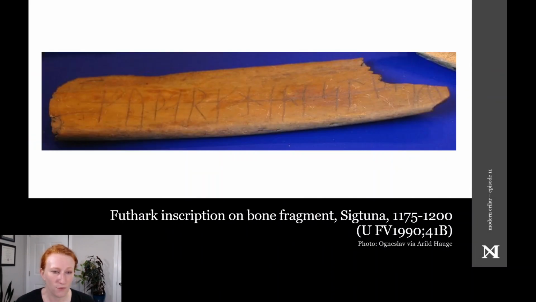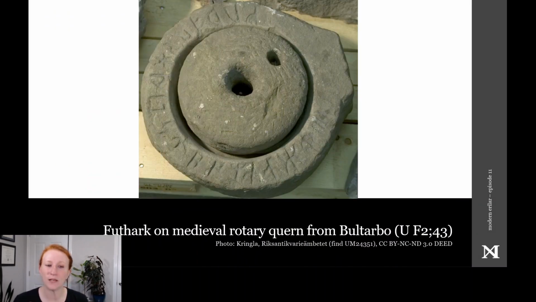We also have a full futhark on a later bone fragment from Sigtuna, dated to the last quarter of the 12th century. The N and the I runes have changed places in this inscription, and the piece is broken towards the end. But I wanted to include it because it shows a different O, or nasal A, rune to the other rune rows. And then this medieval sandstone tool for grinding grain also has a futhark around its outer edge, again in long twig runes.